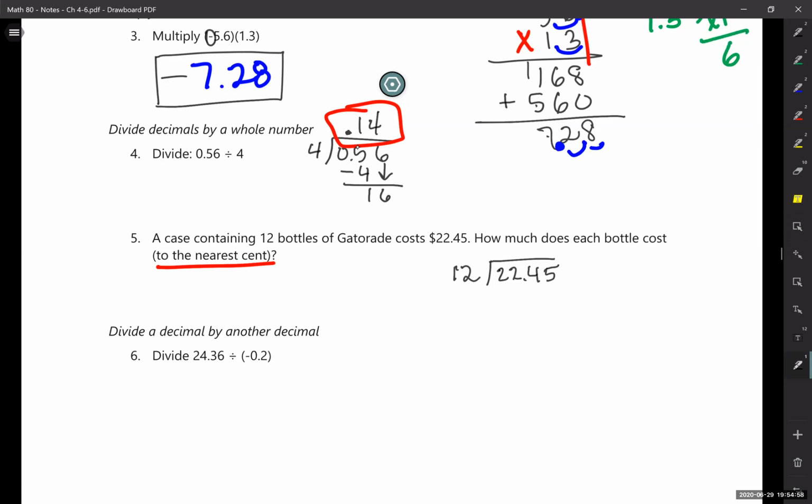So 12 goes into 22 one time. 1 times 12 is 12. Subtract, bring down. And now I want to know how many times 12 goes into 104. So I just think about my 12 times tables. And 12 times 8 is going to be 96.